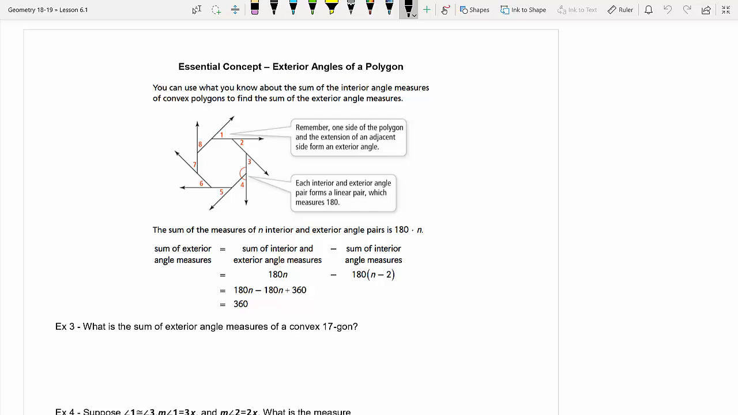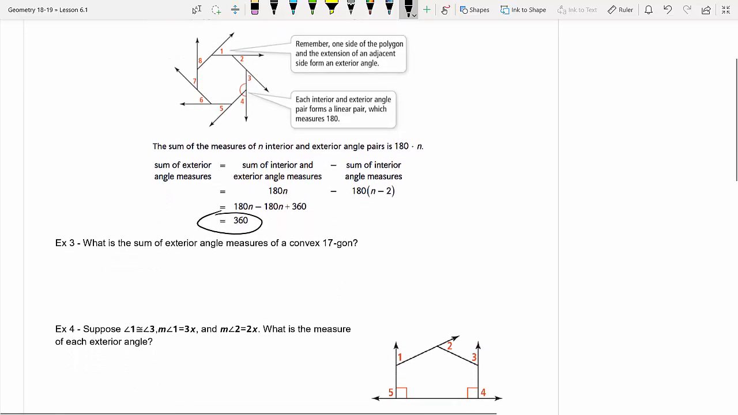And if you look closely at the way that they've done all this algebra, I'll let you read it and discover it. No matter what, the exterior angle sums are always going to be 360 degrees. I don't know how it works out that way. There's a long proof, but in the long run, we end up with that every time. So if they ask what's the sum of the exterior angle measures of a convex 17-gon, it's quick. It's 360 degrees. There's nothing really to do mathematically there. Anytime they ask what's the exterior sum, it's always going to be 360.